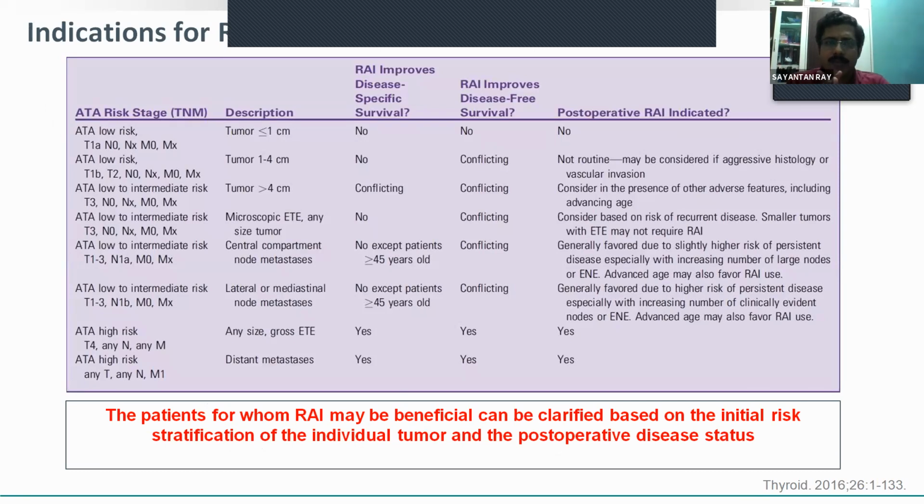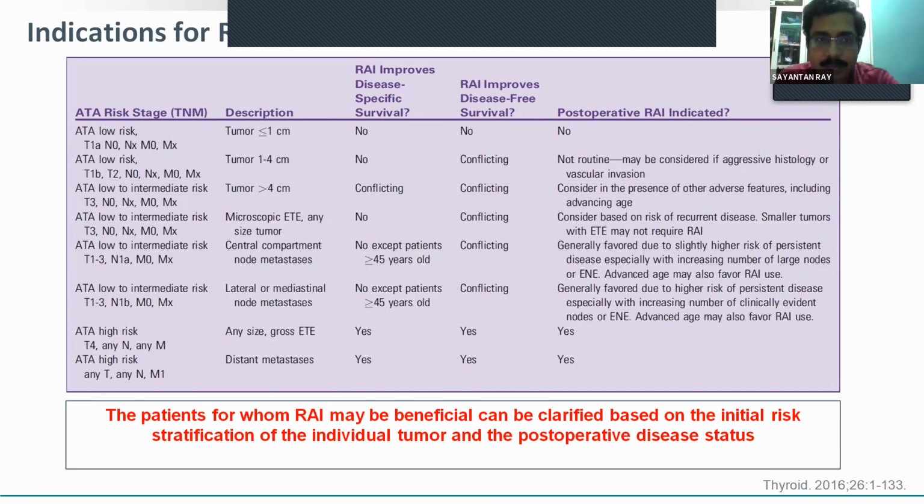Now, regarding the indications for radioiodine therapy, to cut this long story short, radioiodine therapy is still being discussed controversially in low-risk and intermediate-risk patients. You can easily appreciate this from this table. But there is a consensus that all high-risk patients should routinely receive radioiodine therapy, because you can see here, radioiodine improves disease-specific survival as well as disease-free survival in the high-risk category. And studies have consistently shown that patients with ATA low risk, that is tumor less than 1 centimeter, lacking nodal or distant metastasis, usually do not benefit from radioiodine therapy.